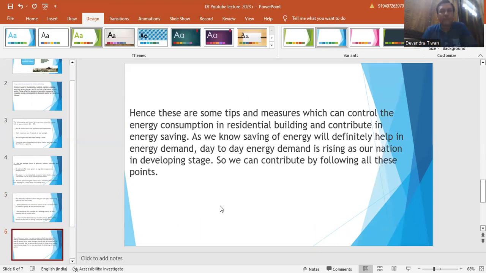Hence, these are some tips and measures which we have seen, which can control the energy consumption in residential buildings and contribute to energy saving. As we know, saving of energy will definitely help with energy demand. Day to day, energy demand is rising as our nation is in a developing state. So we can contribute by following all these points. Next.